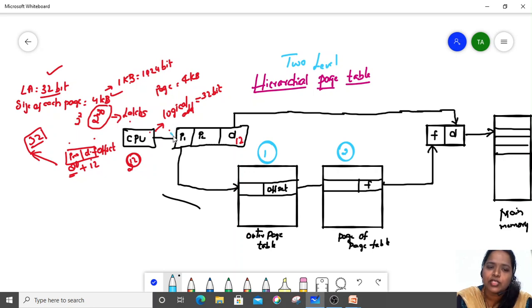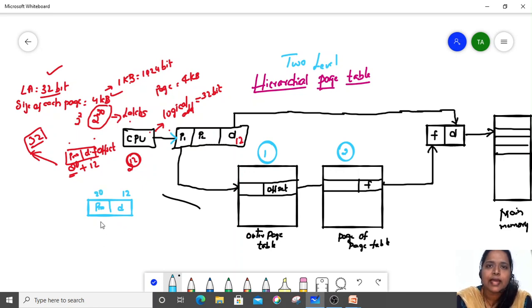So that logical address is going to be divided into 3 in 2-level paging. So the displacement is common. Here this logical address is going to be divided into 2, the page number and the displacement, right? So here the displacement is 12 and the page number is 20.